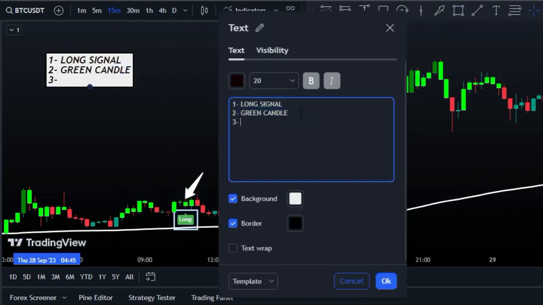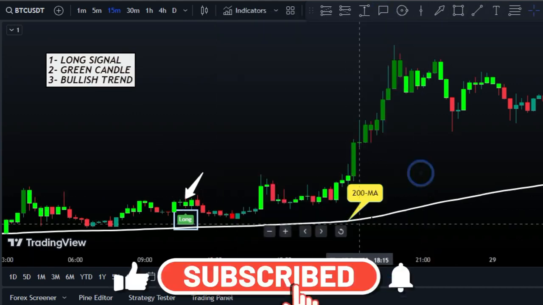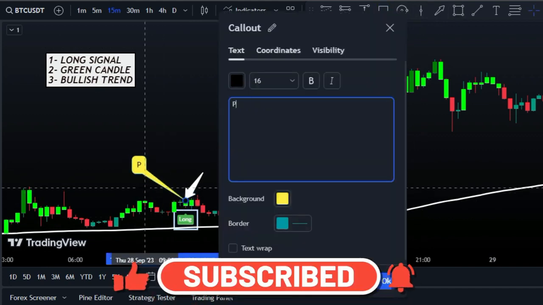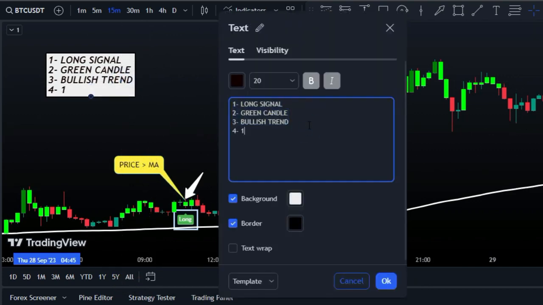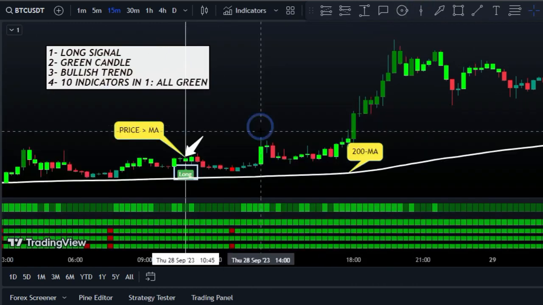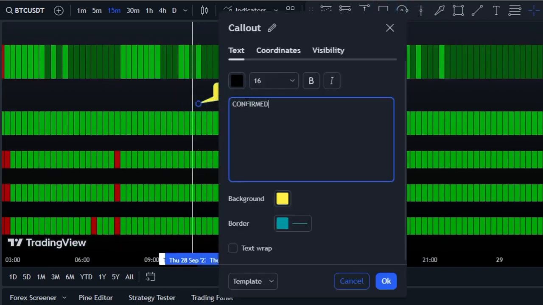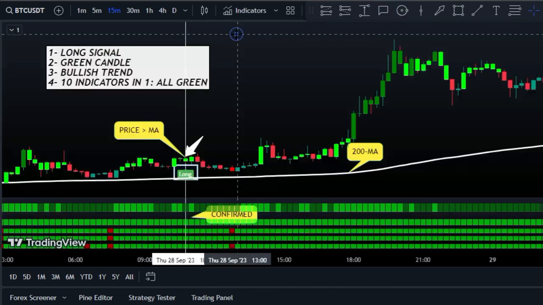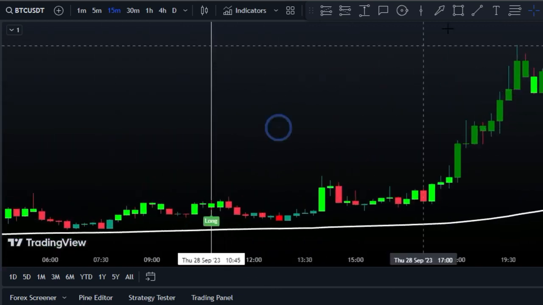After that, we focus on the market being in a bullish trend, which means that the price is above the 200 moving average. Lastly, the 10 indicators in one tool should be entirely green. If a signal satisfies all these conditions, you're in the clear and can contemplate opening a buy position.